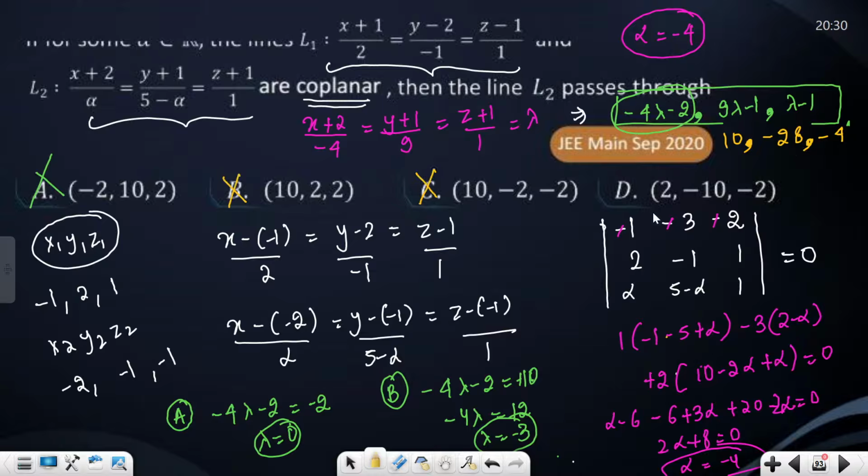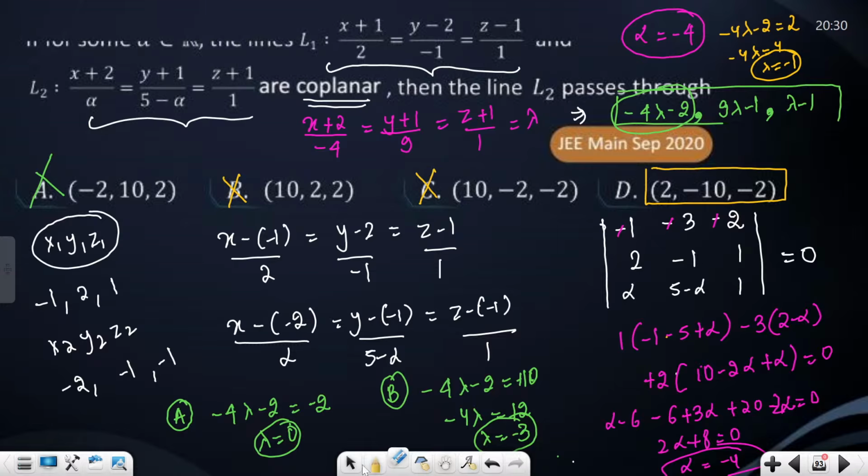Option B and C are wrong. Now the whole thing is option D. So you want minus 4 lambda minus 2 equals to 2. So minus 4 lambda equals to 4. Lambda is coming out as minus 1. The moment you put lambda as minus 1, you will start realizing that everything falls into place. So this is 4 minus 2, 2. Minus 1 lambda will give you minus 10. Can you see option D is matching? Option D is matching.